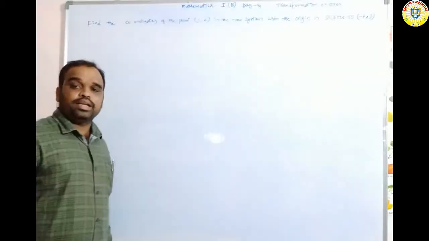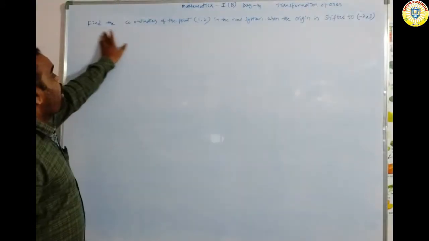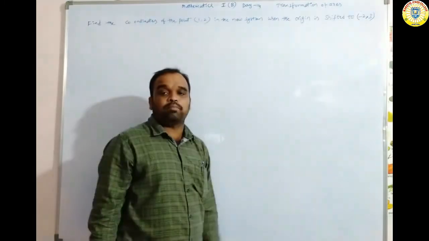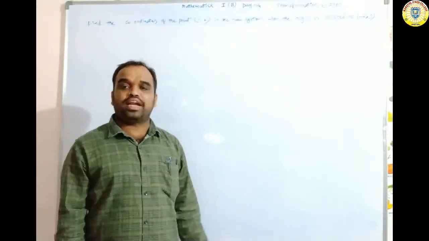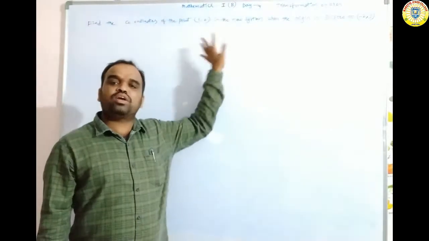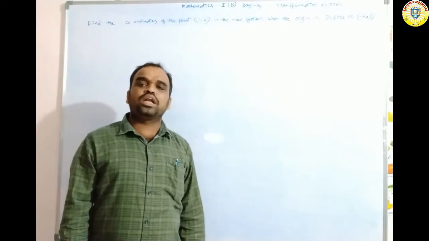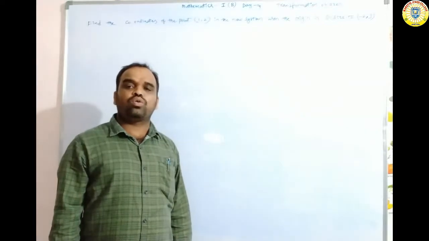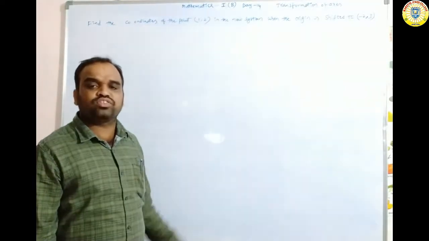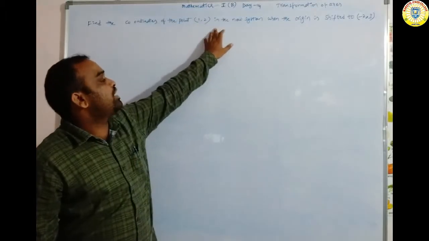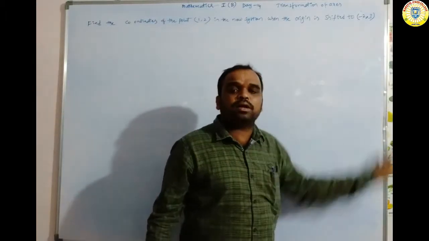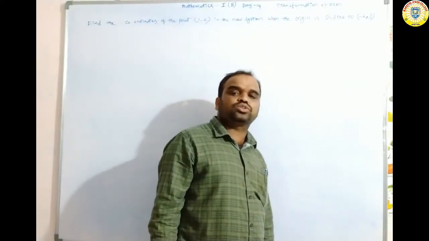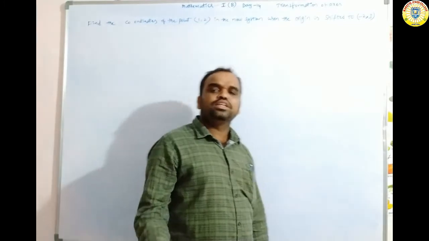Now we are discussing one example. Find the coordinates of the point (1, 2) in the new system. In the new system we are finding the new coordinates, so the given coordinates are the original, otherwise old, coordinates. We are finding the new coordinates of (1, 2) when the origin is shifted to which point? (-2, 3). Minus 2 comma 3 is the origin shifted point.